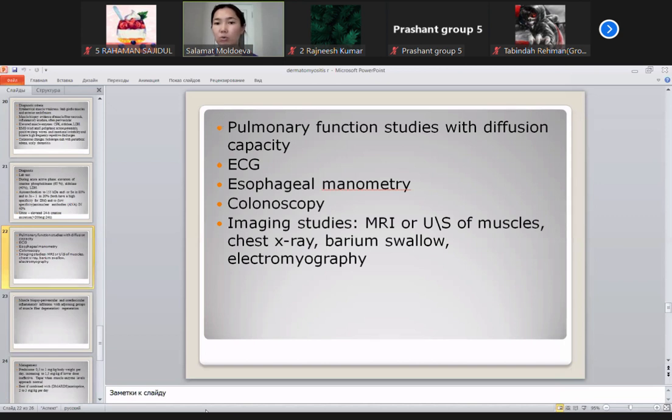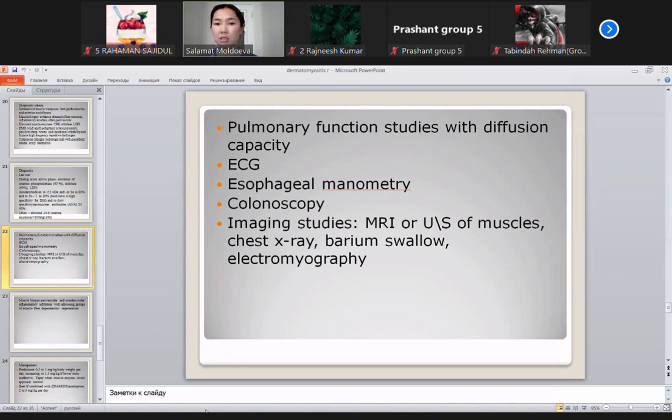MRI or ultrasounds of muscles. Why not? If they are inflamed or necrotic. Sometimes if we can't do a biopsy, you can check by MRI or ultrasound. Chest X-ray is always necessary. Barium swallow test again for dysphagia, and colonoscopy, and electromyogram.